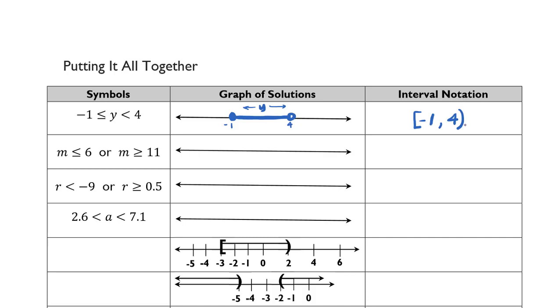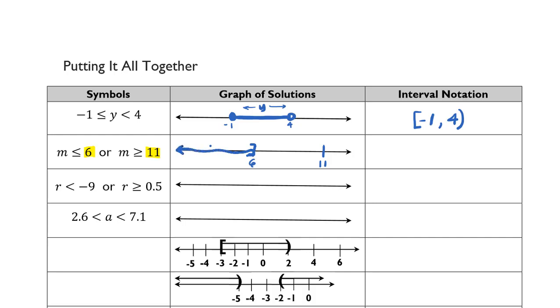Now let's look at the next row. We have m is less than or equal to 6, or m is greater than or equal to 11. This one does indeed have a gap in between, so we're going to put 6 over here and 11 to the right of that. So I've marked my two values that are in question, 6 and 11. Now we have to figure out what is true of those inequalities. Well, m is less than or equal to 6, meaning I'm going to go ahead and use a bracket this time instead of a closed dot, but you could use either one.